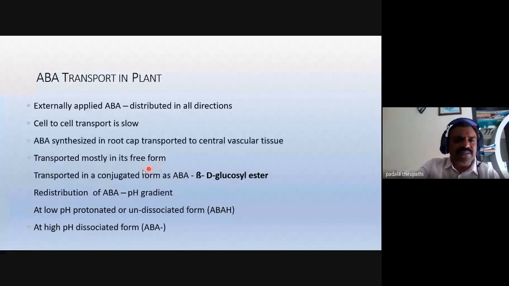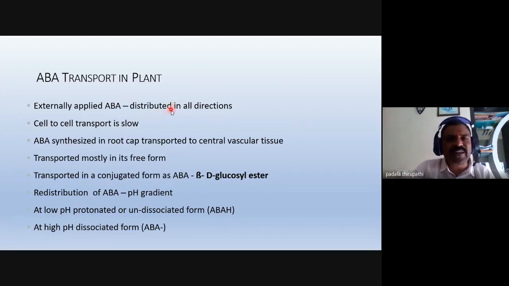And ABA transport in plants. How is it transported in plants? Externally applied ABA, whenever we apply it externally by spraying the chemical compound of abscisic acid on the plants, is distributed in all directions of the plant, not in polar directions, but all directions. Even so, cell-to-cell transport is very slow; the movement of abscisic acid is very slow from cell to cell through the intercellular spaces.